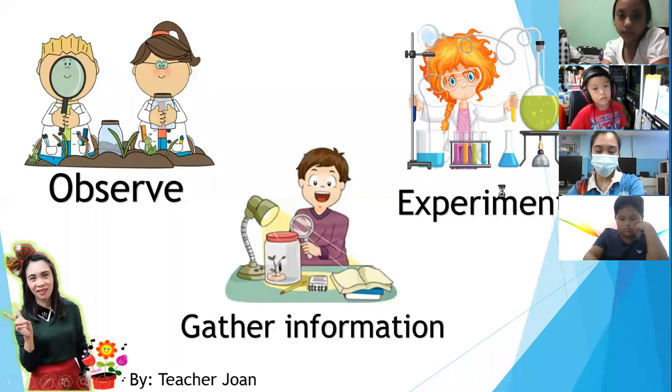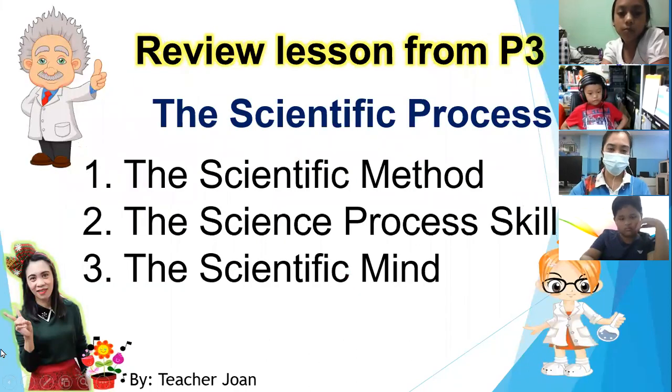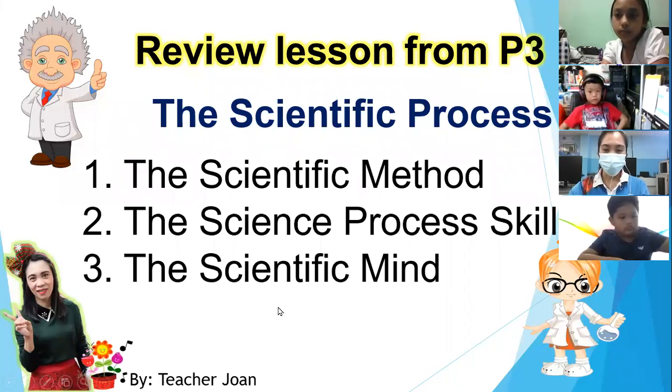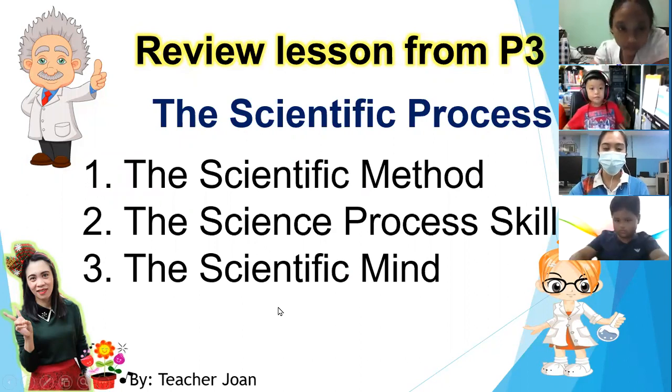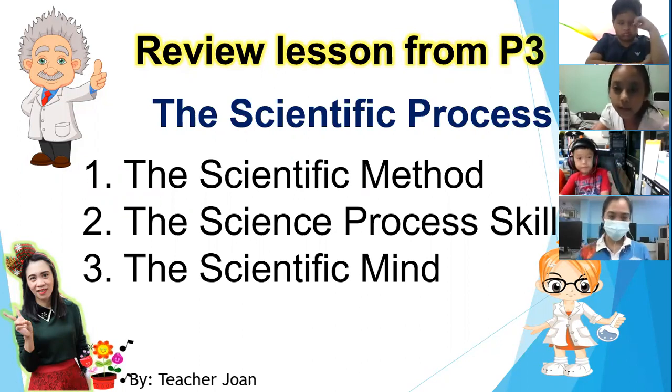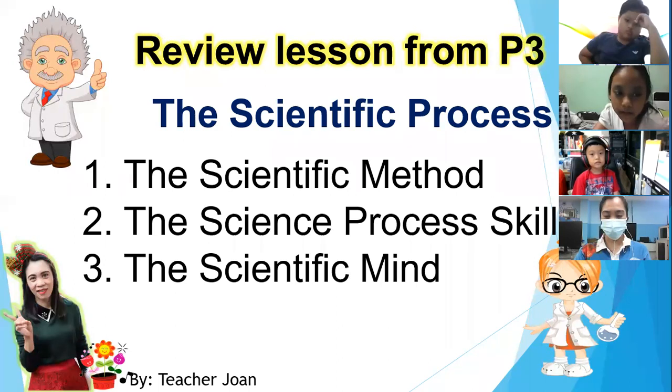Okay, next slide. The scientific process, we have three parts: scientific method, science process skills, and the scientific mind. Okay, Jitim, can you read it for Teacher Anne? The scientific method. The science process skill. Yes. The scientific mind. Okay, so these are the things that we studied last time in your Pratham 3, right?